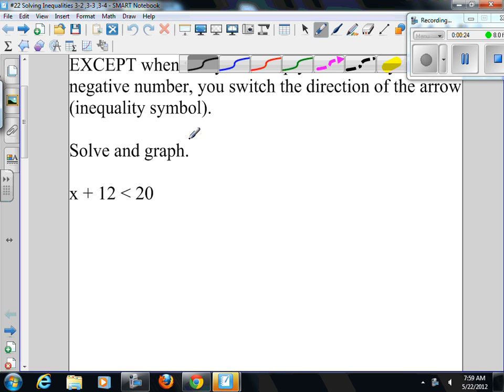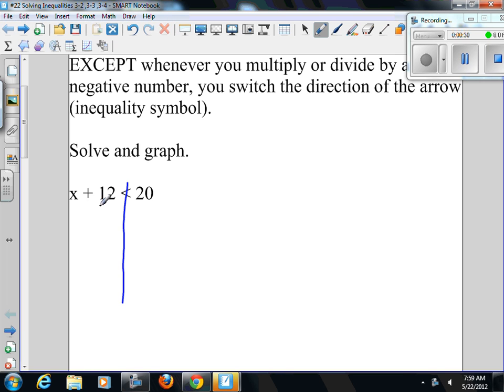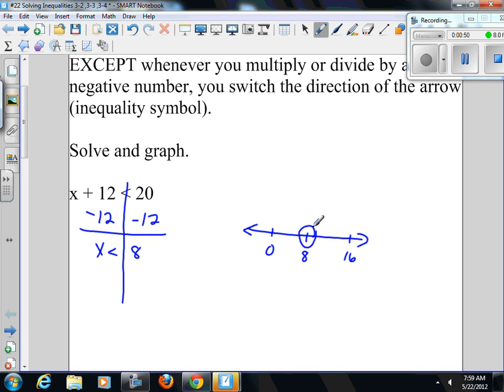So let's just solve this like we normally would. Think of your less than symbol as you would an equal sign. You can draw a line down through it. You want to get x alone, subtract 12 from each side. So we have x is less than 8. I'm just going to make a very quick graph over here. Here's 8. I'll put 0 down here, 16 up on this end. Open dot on 8 with an arrow going to the left.